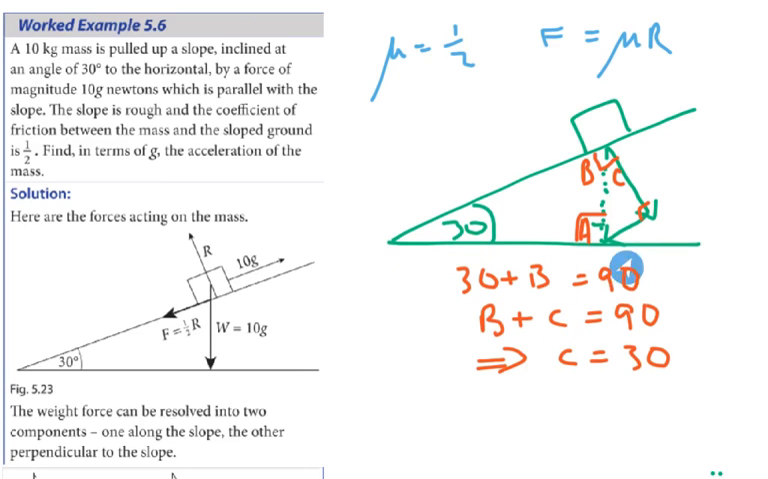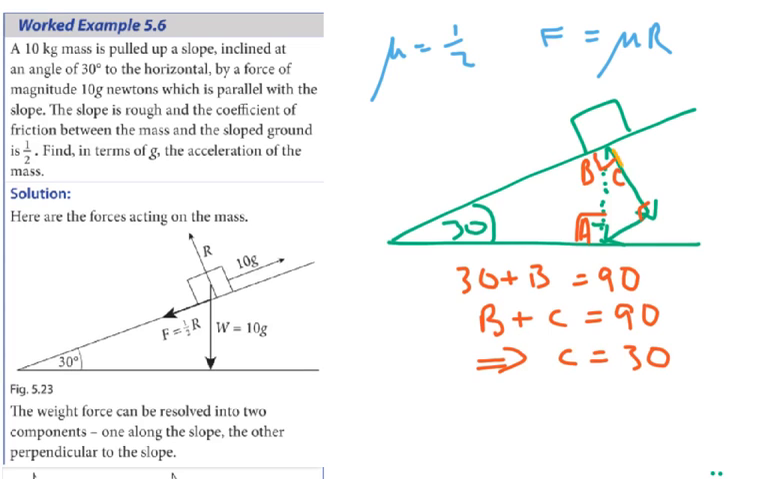Here's my 30 degrees. I've dropped in a perpendicular from the weight and a parallel across to here. My dotted line is the old 10g. Okay, so let's look at the angles. A here is a right angle, and the angle B and C is a right angle as well. So 30 plus B is equal to 90 degrees, because the whole triangle is 180, and B plus C is equal to 90. That means that C is equal to 30. And this is a right angle down here as well, because I dropped it straight down and then went straight across parallel. So that's equal to 90 degrees as well.